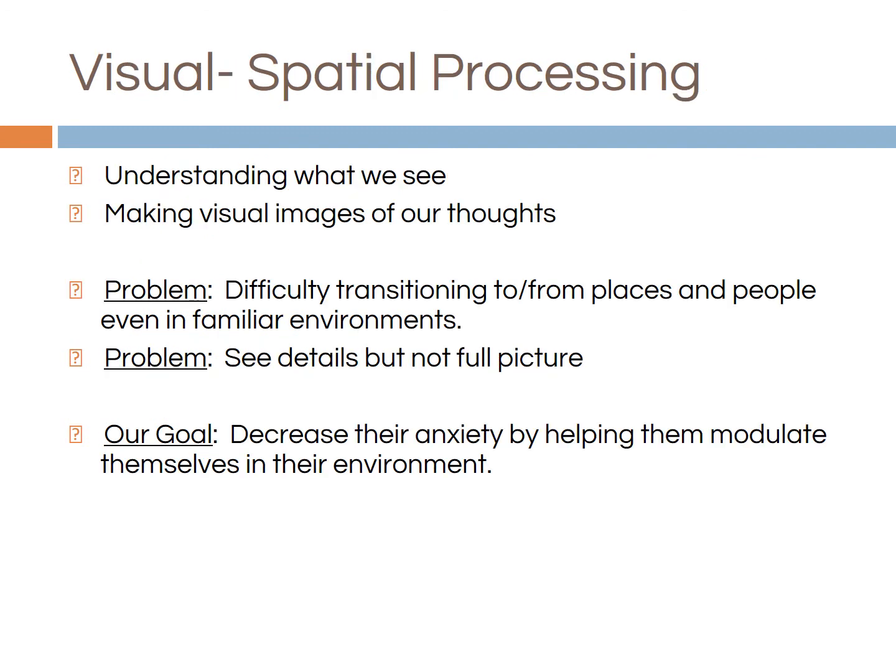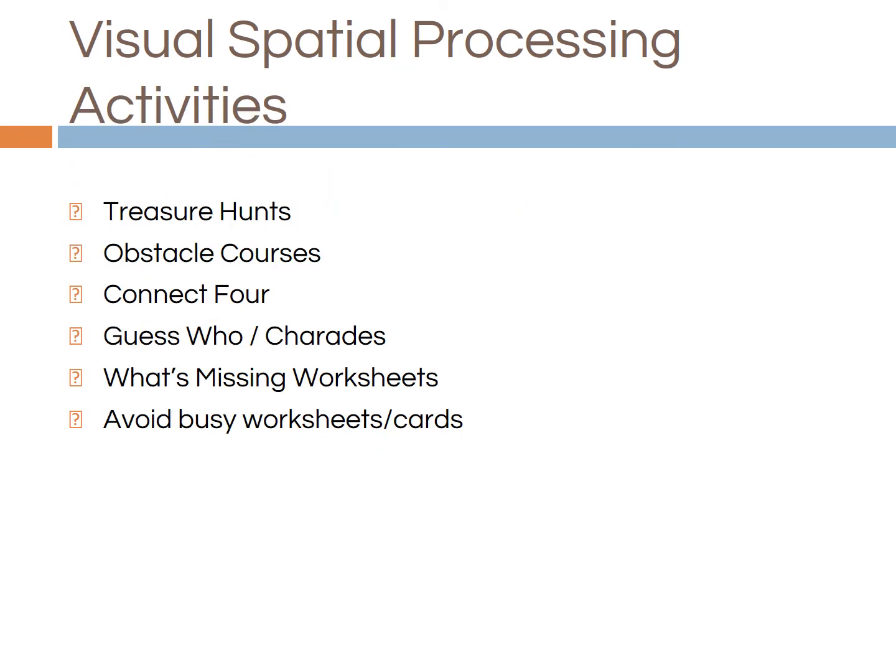Visual spatial processing skills is understanding what we see, making visual images of our thoughts. A problem that children might have is having difficulty transitioning to and from places and people, or even in familiar environments. They see the details, but they do not see the full picture. For example, they see the trees, but not the forest. Our goal is to decrease their anxiety by helping them modulate themselves in their own environment. Some of the activities that we could do are treasure hunts, obstacle course, what's missing worksheets, etc.